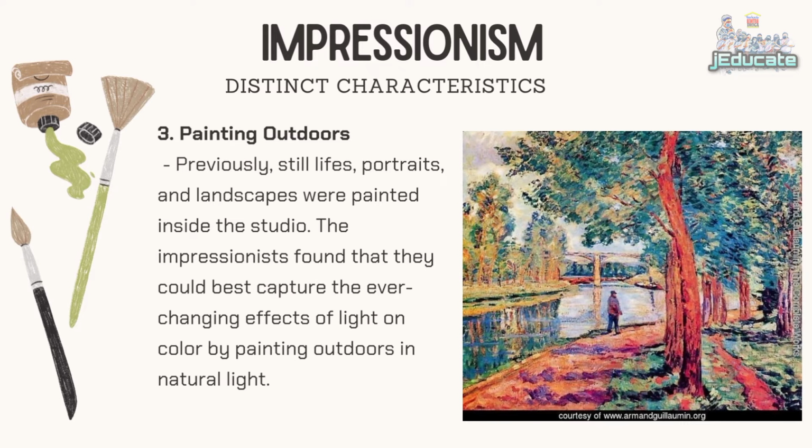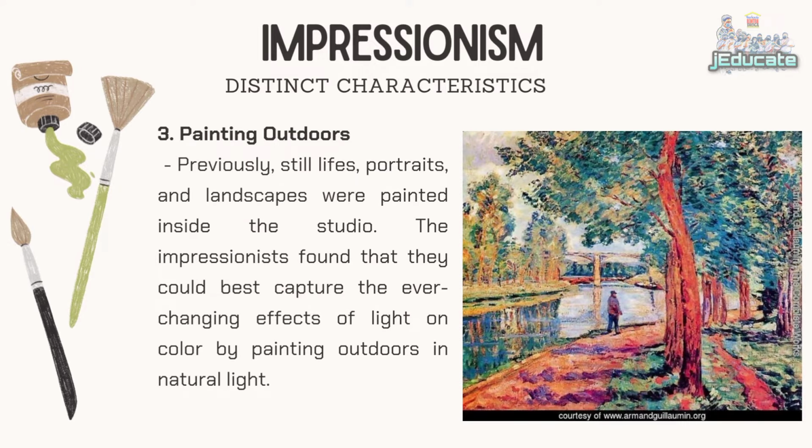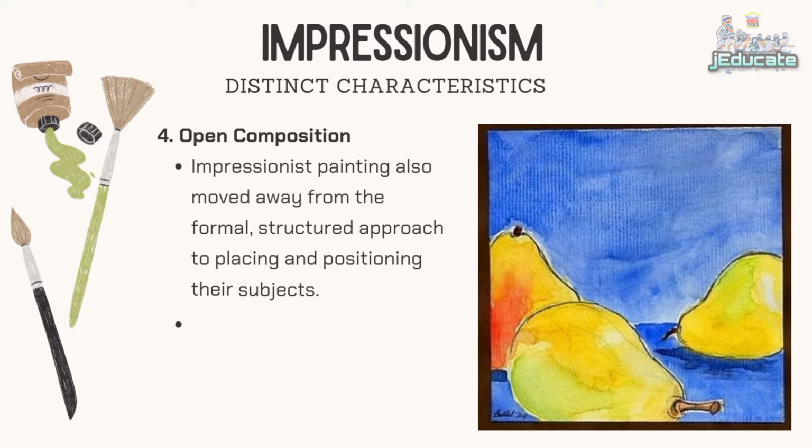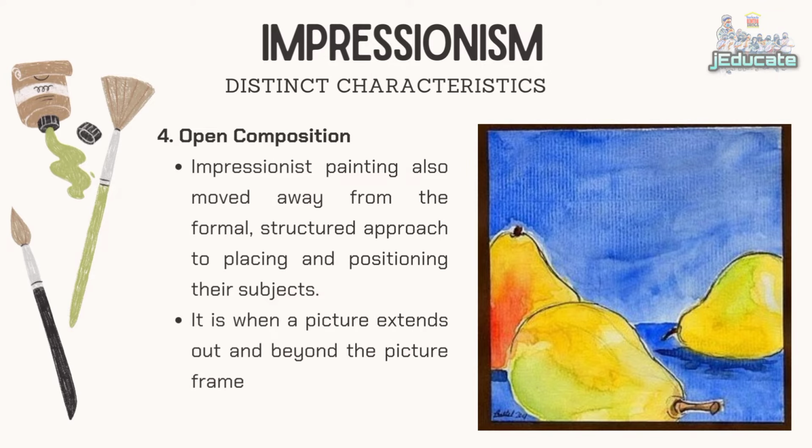3. Painting outdoors. Previously, still lifes, portraits, and landscapes were painted inside the studio. The Impressionists found that they could best capture the ever-changing effects of light on color by painting outdoors in natural light. 4. Open composition. Impressionist painting also moved away from the formal, structured approach to placing and positioning their subjects. It is when a picture extends out and beyond the picture frame.